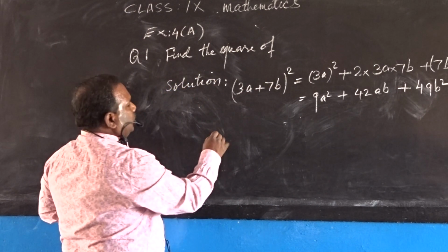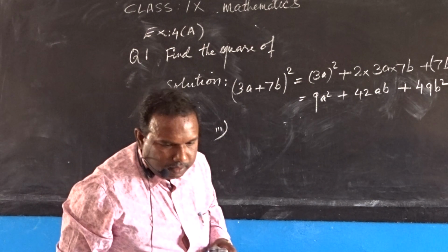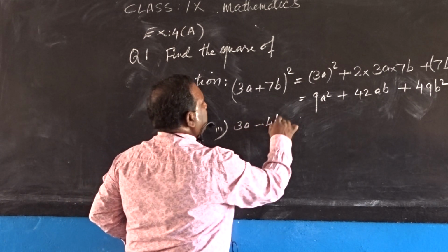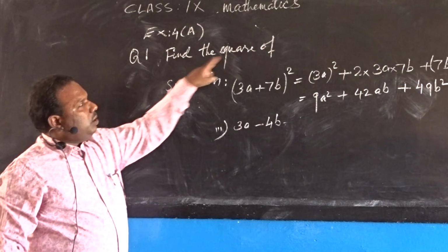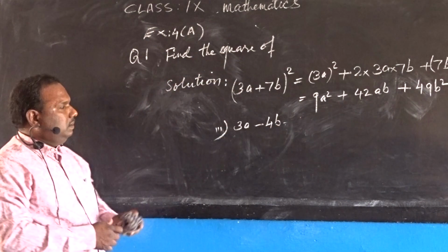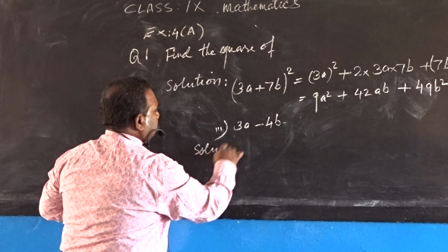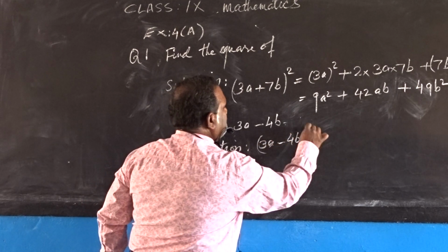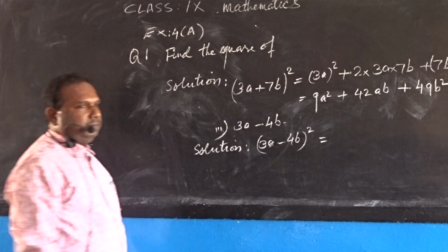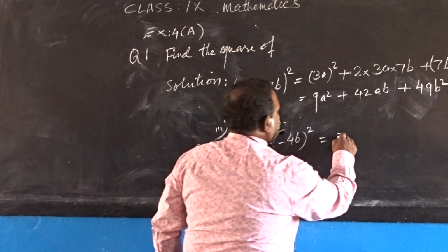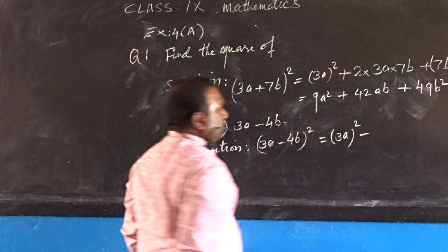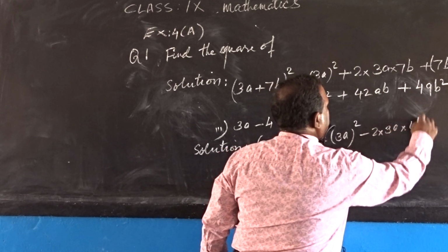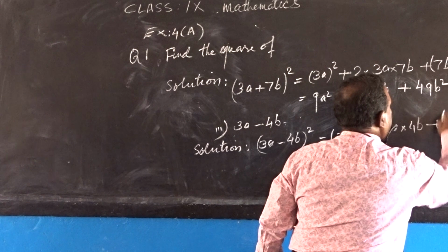Now let's go to the third question. Find the square of 3a minus 4b. Solution: 3a minus 4b whole square is equal to 3a whole square minus 2 into 3a into 4b plus 4b whole square.